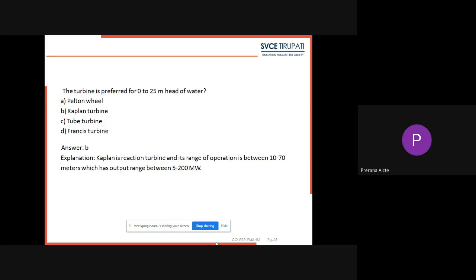Next one, which turbine is preferred for 0 to 25 meters head of water? The type of turbine is the Kaplan turbine. Kaplan is a reaction turbine and its range of operation is between 10 to 70 meters, with an output between 5 to 200 megawatts.